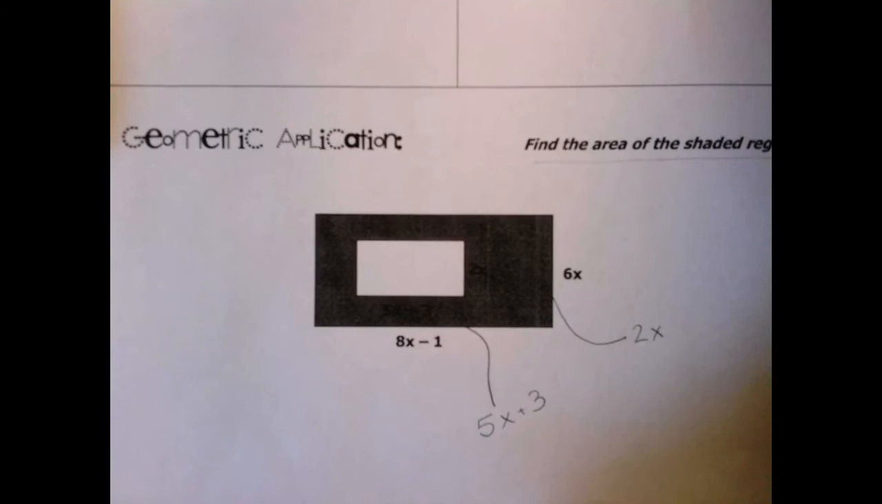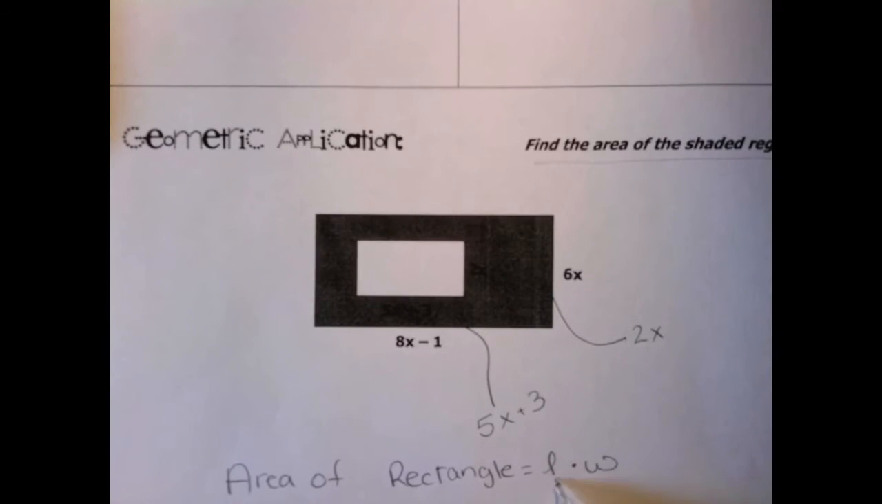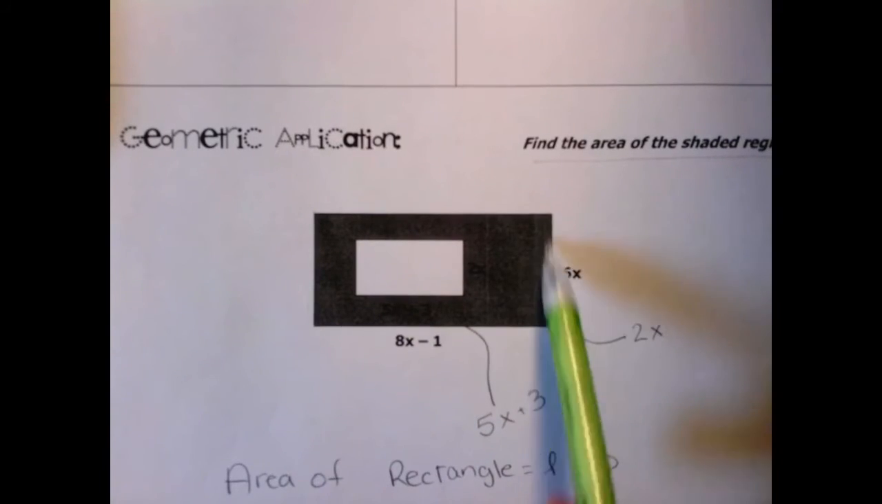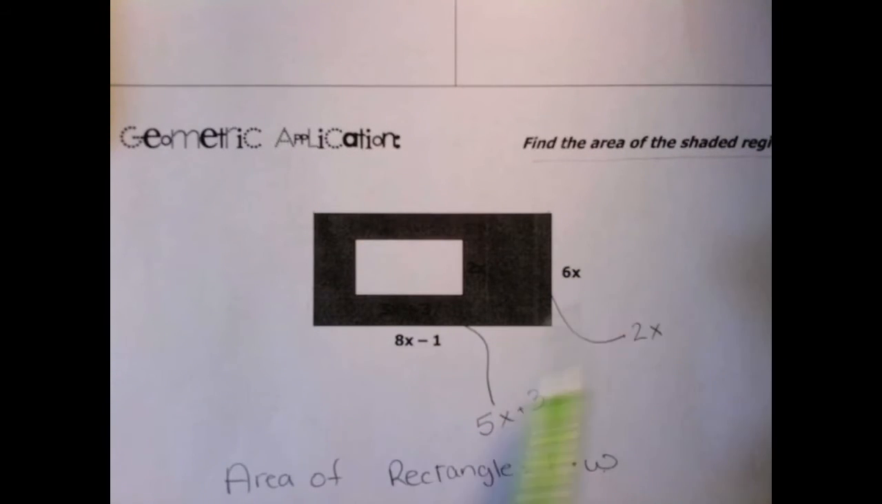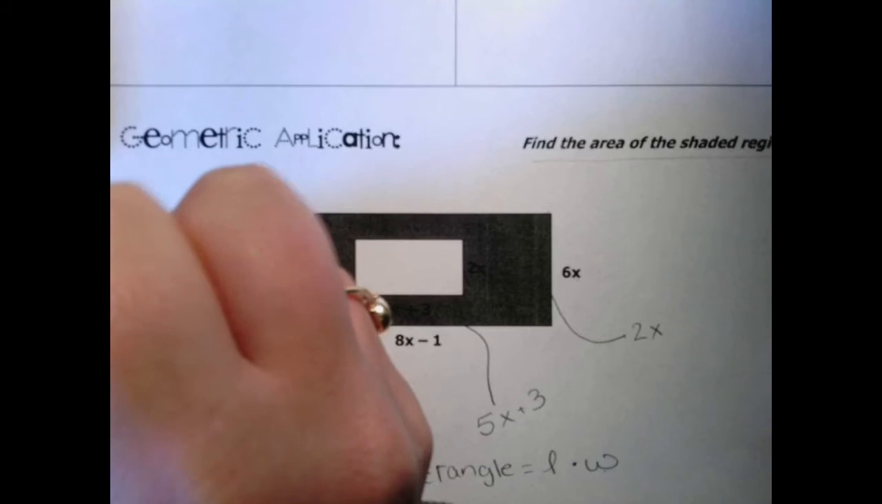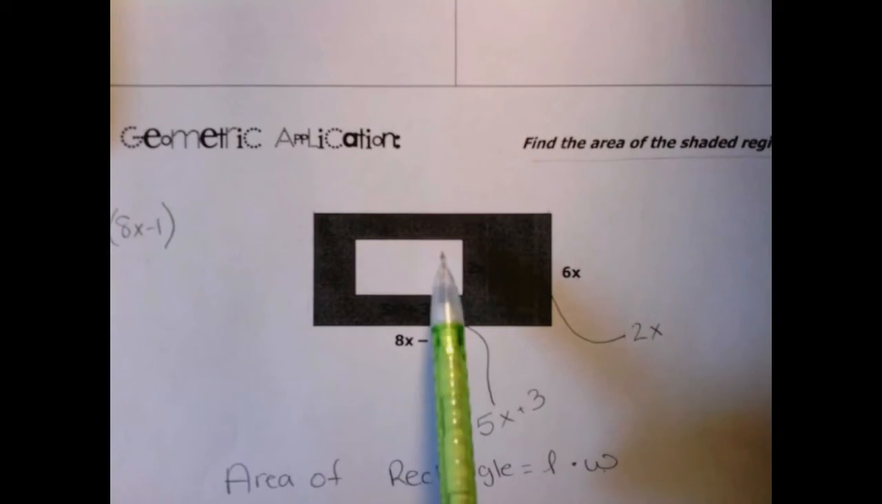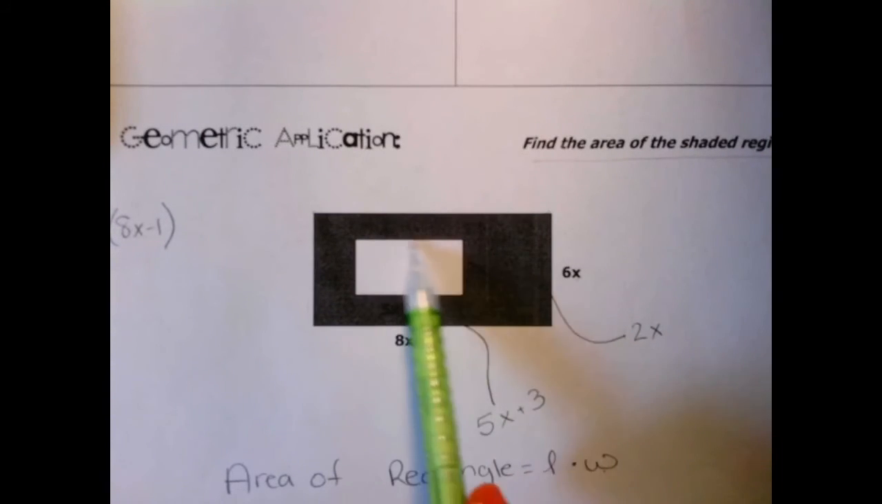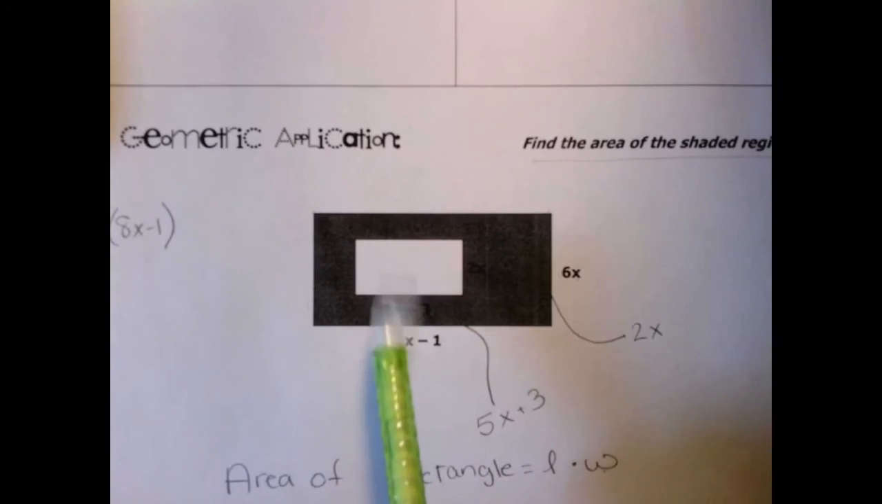So the area of a rectangle, we need to remember, is length times width. L is length, W is our width. Okay, so we want to first find the area of this larger box. So to find that area, we're going to multiply 6x times 8x minus 1. And then we want to take this area away from it, the one that is not shaded in. So we're going to subtract that.